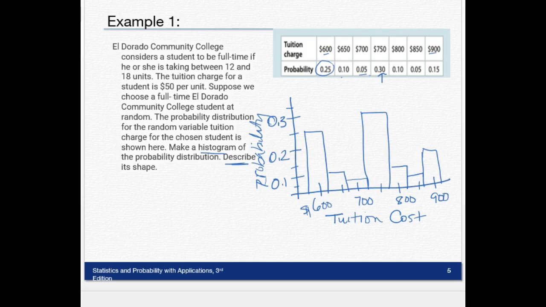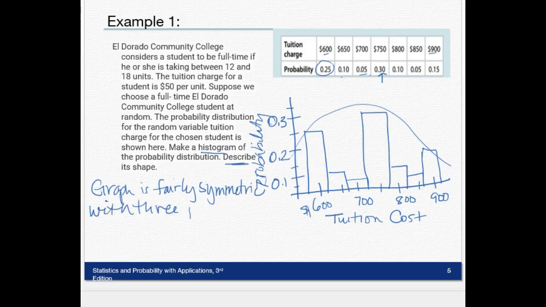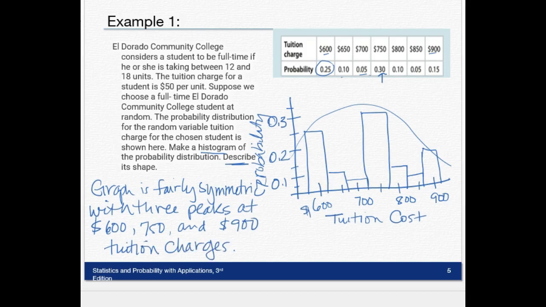Well, think broad strokes, guys. This is honestly fairly symmetric. It comes up and it goes down. Okay, it's not perfect, but it's fairly symmetric. So I would say that the graph is fairly symmetric with 3 peaks at 600, 750, and $900 tuition charge. That's all I got to do to describe your histogram.